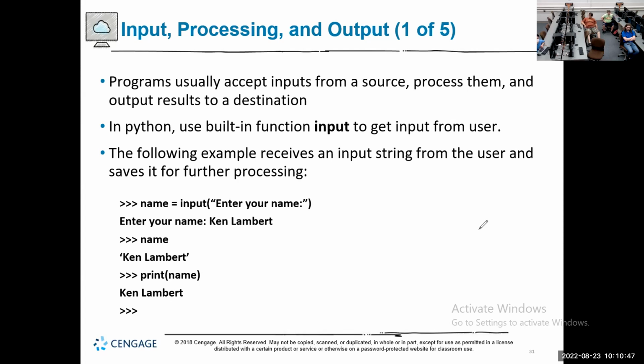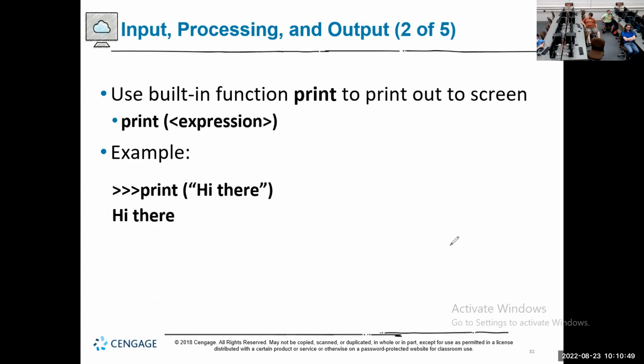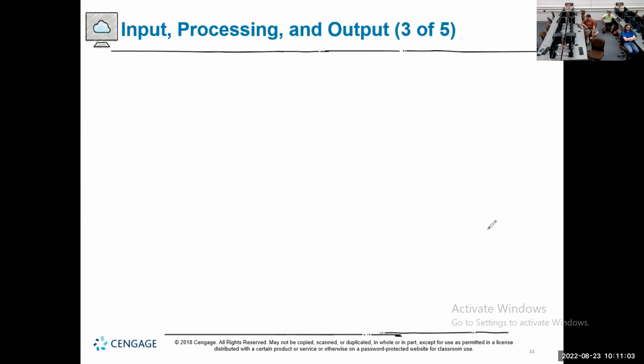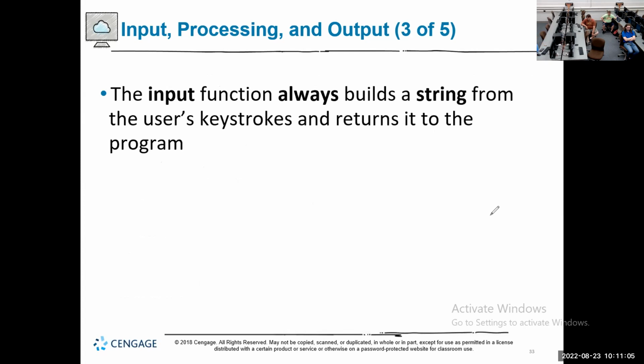Now, if you have done some processing and you want to print it out, you again have a built-in function, it is print. You put in an expression, so you can print a type, a variable, or any value. Now, again, remember, that is very important: the input function always returns a string from the user's keystrokes. Whenever you get something from the user with the input function, it already returns in string format.